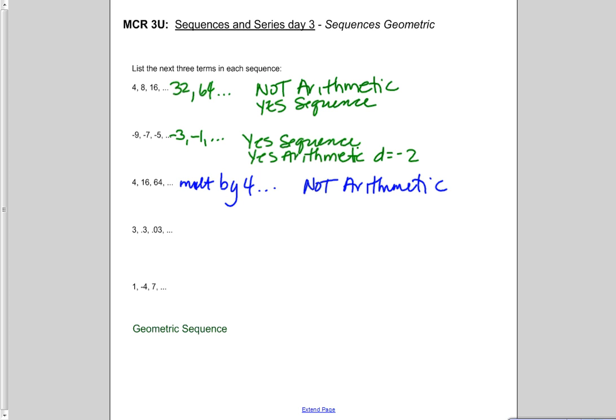Next one, 3, decimal 0.03. Predictable, decimal 0.003, decimal 0.0003. It is a sequence. It is not arithmetic because you're not adding to find future terms. We are multiplying by 1/10 to find future terms. Not arithmetic.